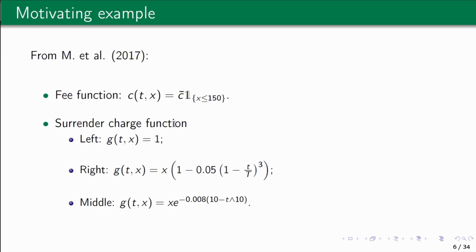Just to give you further motivation of why we wanted to look at this problem, here is an example from a paper from my PhD thesis. In this specific work, we were looking at a fee for this kind of variable annuity, a fee that is paid at a fixed rate, let's say 1.5%, but only when the value of the investment is below a certain threshold. It doesn't really matter which one, but only in a certain region. This is the fee function that we fixed in this paper and that we analyzed numerically, and we looked at different surrender charge functions.